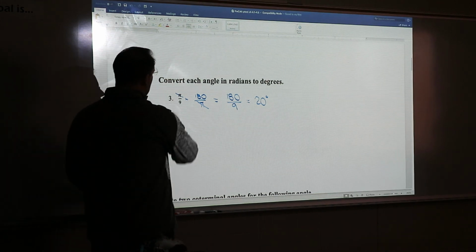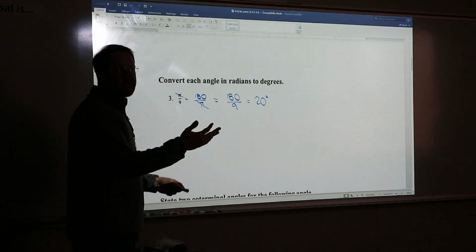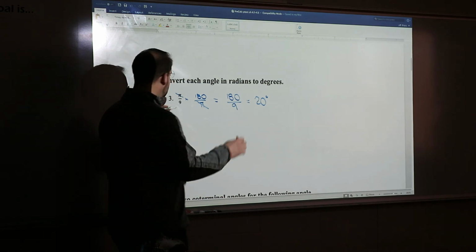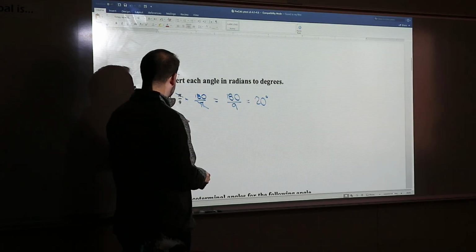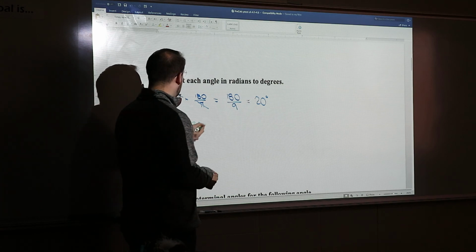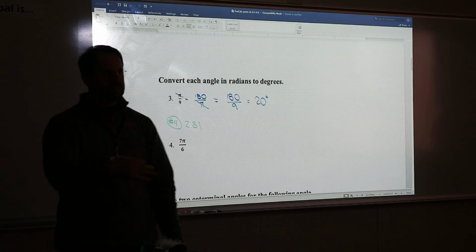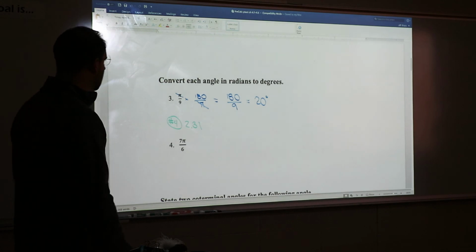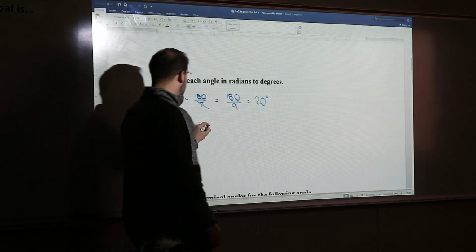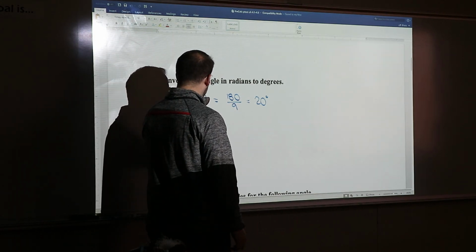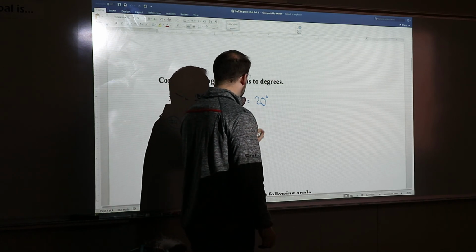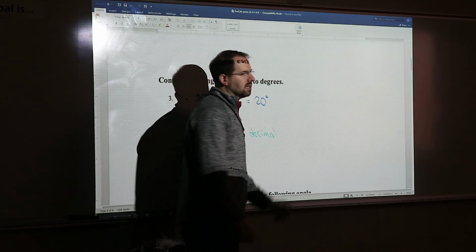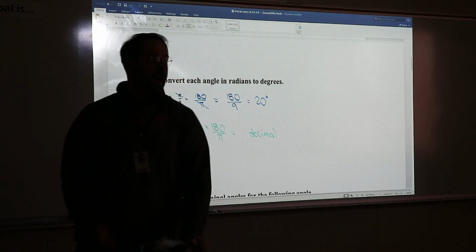Now, here's a quick thing I want to remind you of. If I start with one of these as a weird decimal, let's say this is number 4, and it says 2.31, and that's supposed to be radians, so I don't have a little degree symbol on it. Like 2.31, you still multiply by 180, you still divide by pi, your answer will be a decimal though. It is totally fine that you get a decimal.